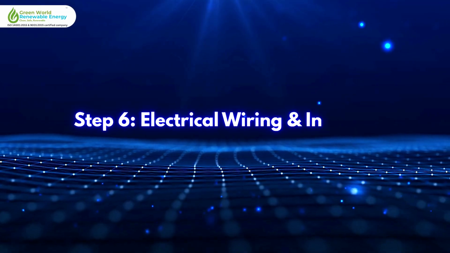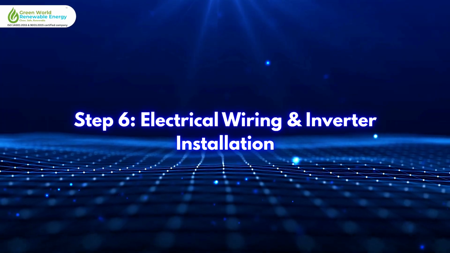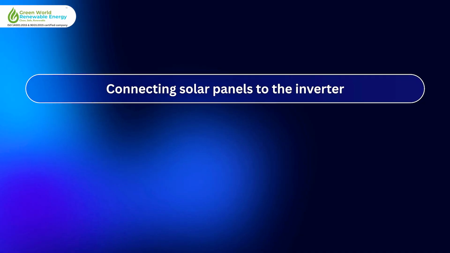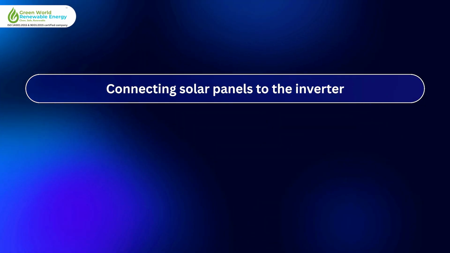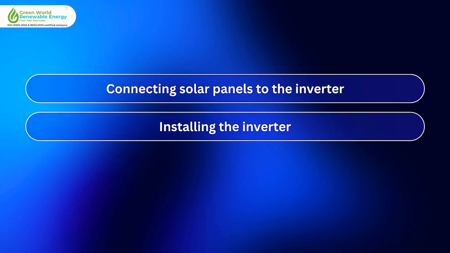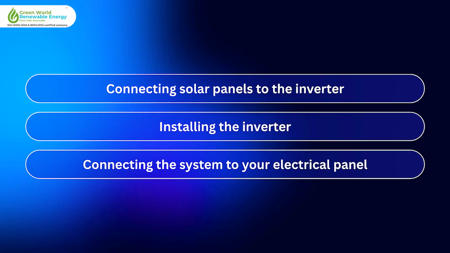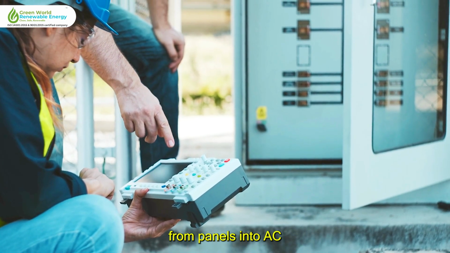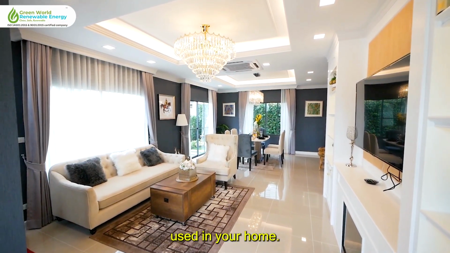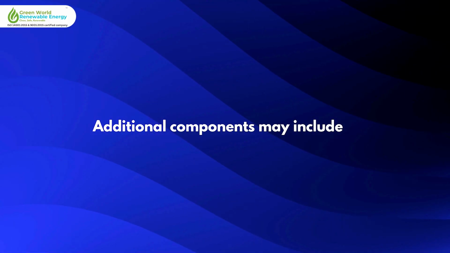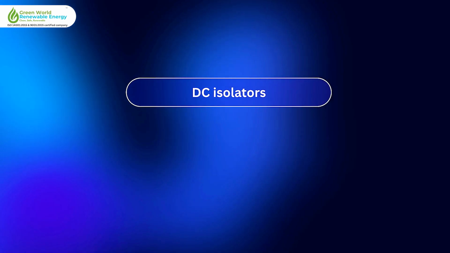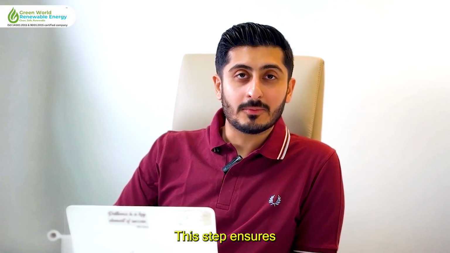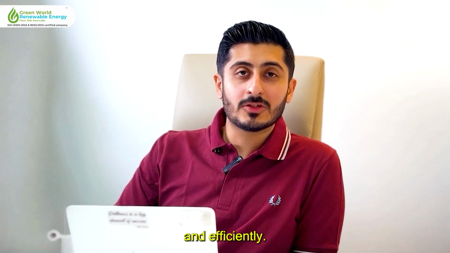Step 6. Electrical wiring and inverter installation. Next comes the electrical setup. This includes connecting solar panels to the inverter, installing the inverter, connecting the system to your electrical panel. The inverter converts DC electricity from panels into AC electricity used in your home. Additional components may include DC isolators, AC disconnects, monitoring systems. This step ensures the system operates safely and efficiently.